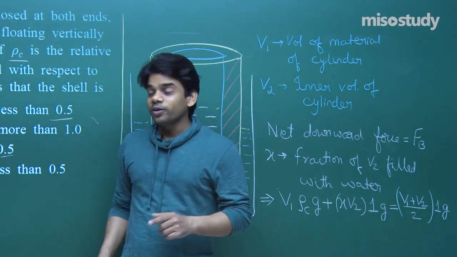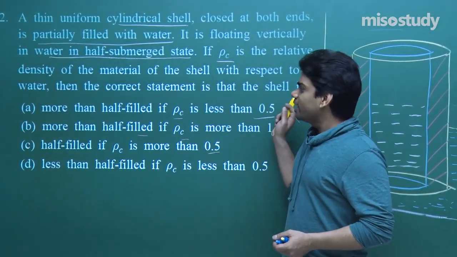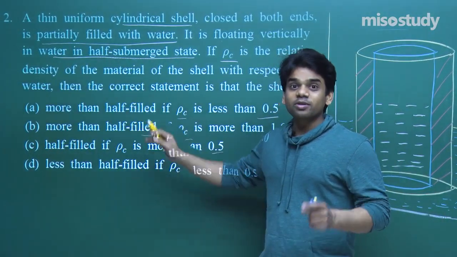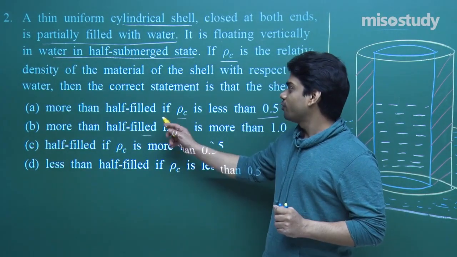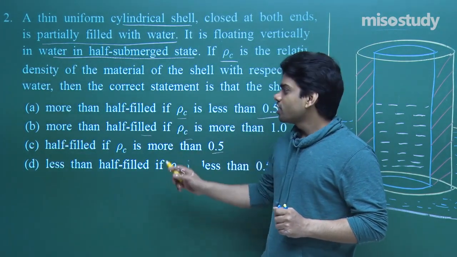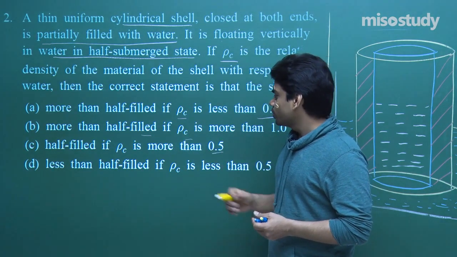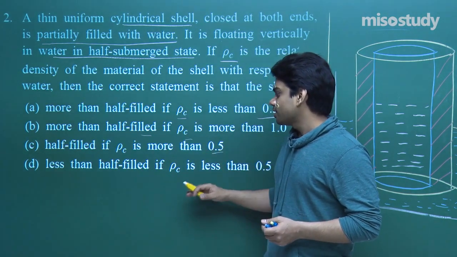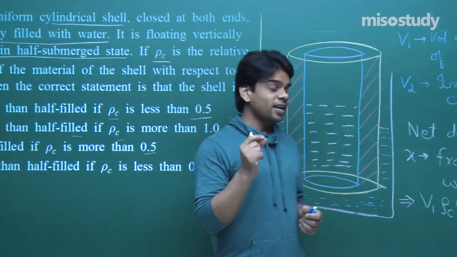Check the options on what we have to comment. We need to comment on whether the correct statement is that the shell is more than half filled. That means we need to compare the x value. More than half filled if rho c is less than 0.5. More than half filled if rho c is more than 1. Half filled if rho c is more than 0.5, and less than half filled if rho c is less than 0.5. So we have to find the relation between x and rho c.